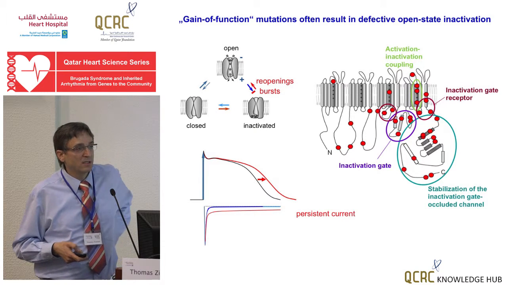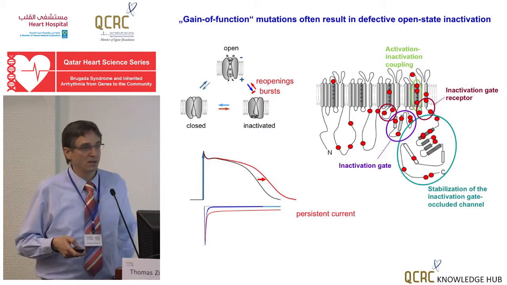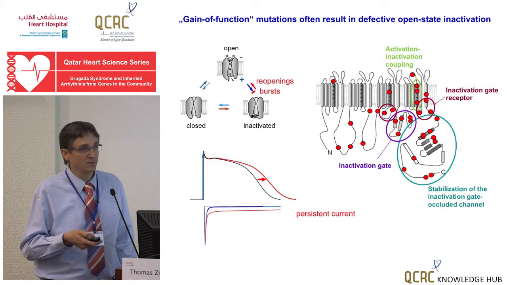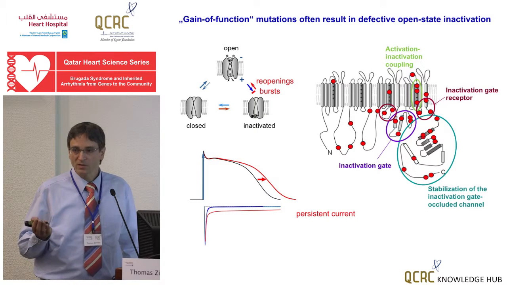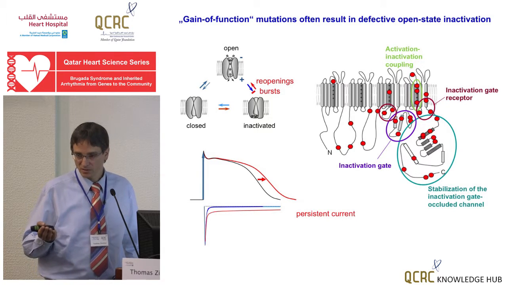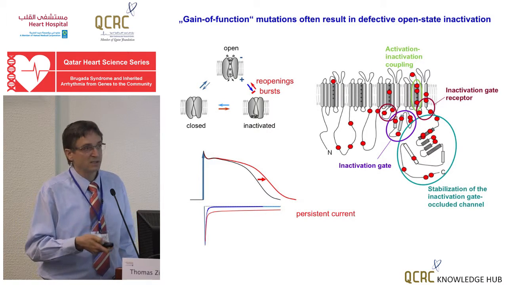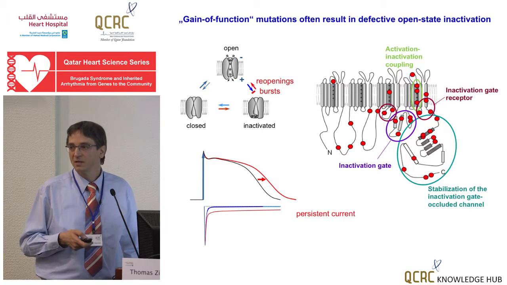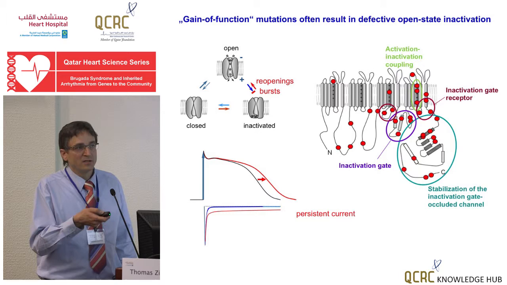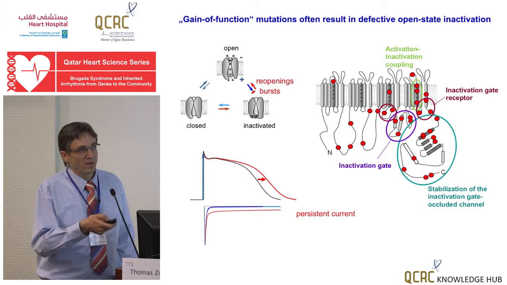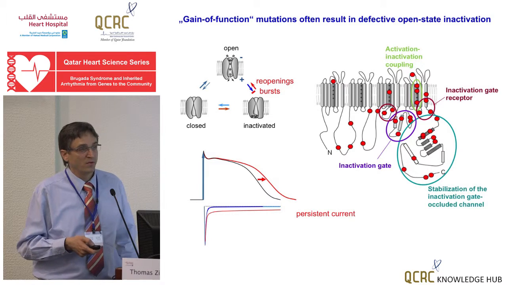Here you can see in this scheme where those mutations are located. What we learned from these studies and mutations is that it actually confirmed our previous data on structure-function relationships of the sodium channel. So we know since many years that, for instance, this is the so-called inactivation gate. So, of course, if the inactivation gate is mutated, then you may have a persistent current. Many mutations are in this region, in this D3-D4 linker. Some mutations are also in the so-called inactivation gate receptor.